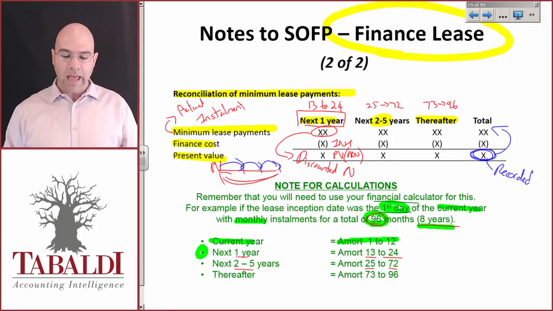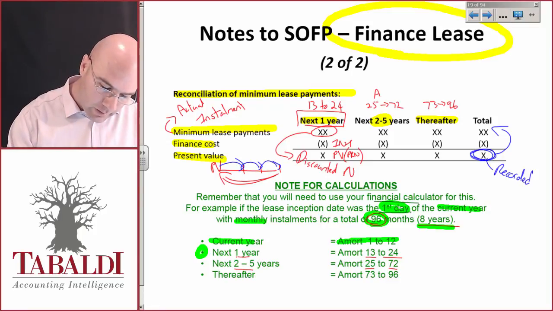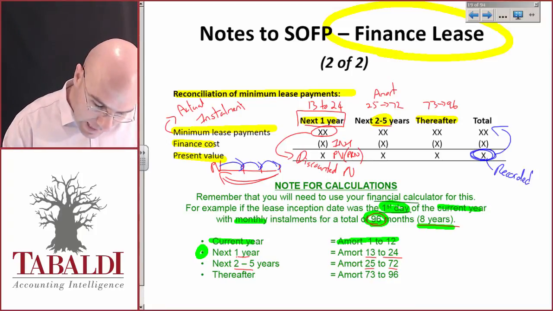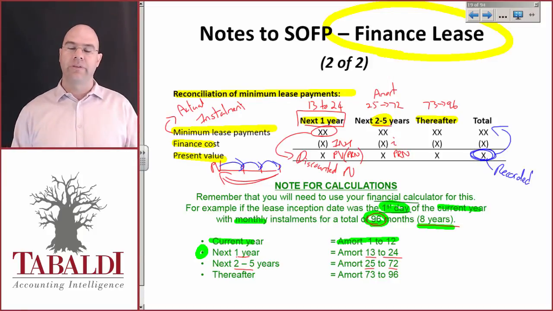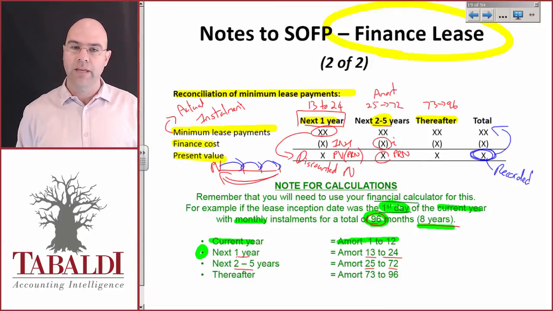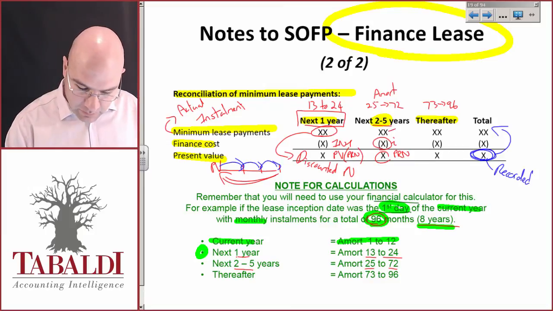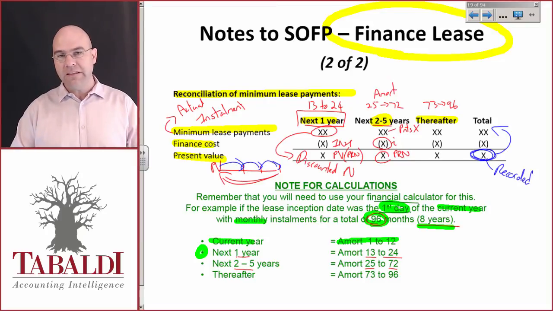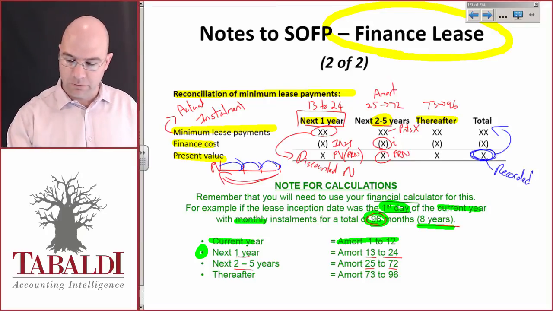i.e. 8 years. And you'll put that in and you will go amort 25 to 72 for periods 2 to 5. And you will have the interest and the principal from your financial calculator being the finance costs and the present value. Okay, the lease payments will just be the payments times the number of months. Okay, so that will come by practicing. We'll do an example just now.